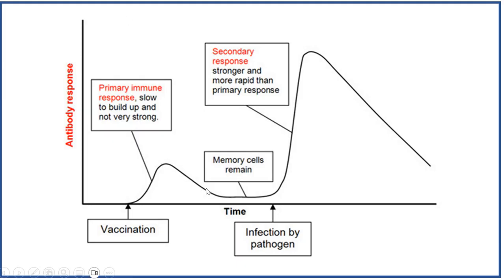But over time, we produce memory B cells, which remain in our blood for years. And then, if the same pathogen enters the body, so if you get infected, if you get exposed to meningitis B, or to chickenpox or something like that, if you get exposed to the same pathogen again, the response is a lot stronger and more rapid. So it's quicker and stronger than the primary response. So in the second response, you don't get symptoms because your immune response is so quick and effective.